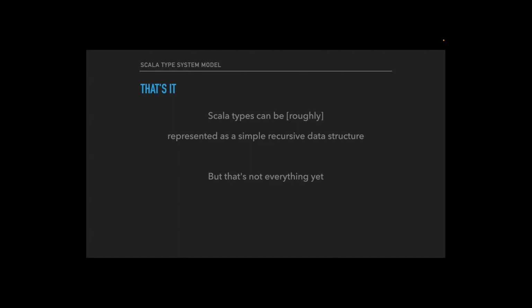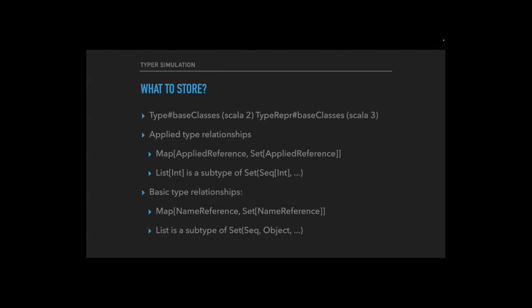But we still need the rest, the runtime code, which would be able to process our values and answer the questions about equality and subtyping. So the key to the type introspection is a method called base classes, which is defined for type representations in both Scala 2 and Scala 3. And this method allows us to enumerate the supertypes of a type.